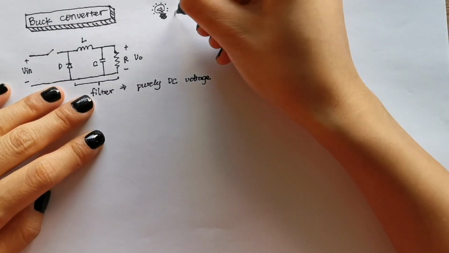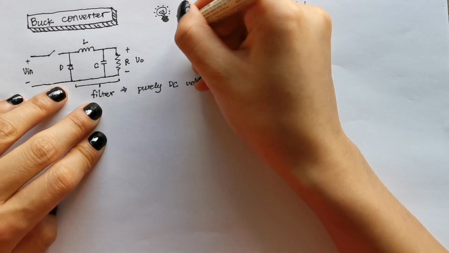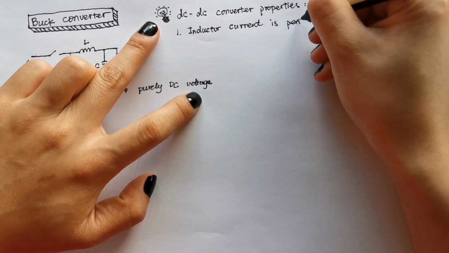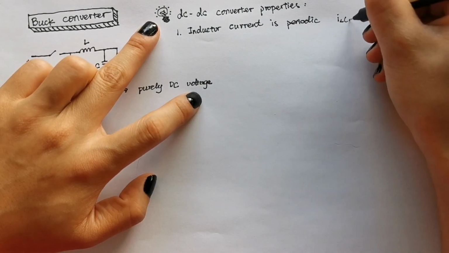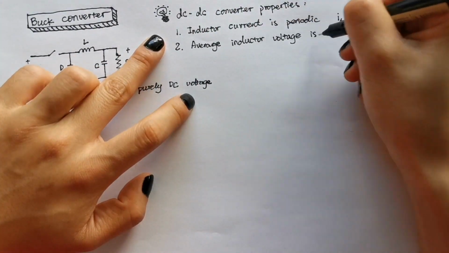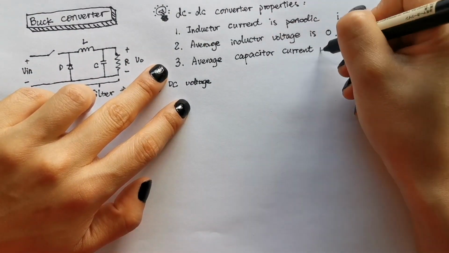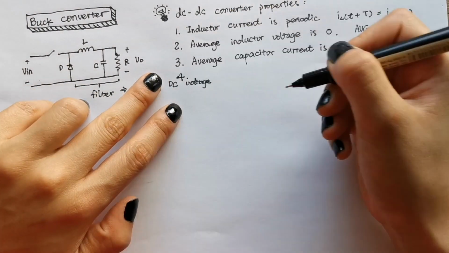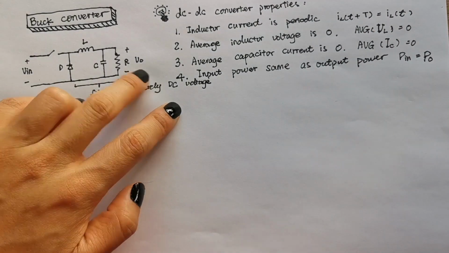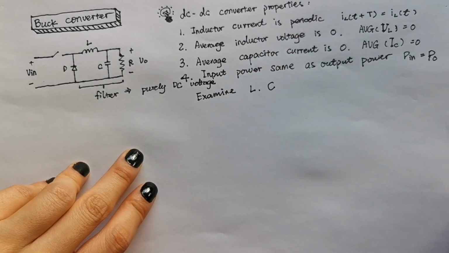Before we start analyzing the buck converter, I'd like to introduce some common DC-DC converter properties. First of all, the inductor current is periodic, which means the current will go back to the same value in every period. Second, the average inductor voltage is 0. Third, the average capacitor current is 0. And the last one is input power is always the same as output power. We use these properties to examine the inductor and capacitor in the converter.